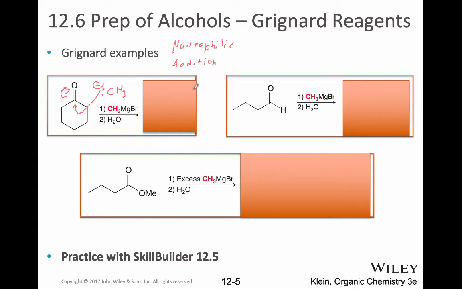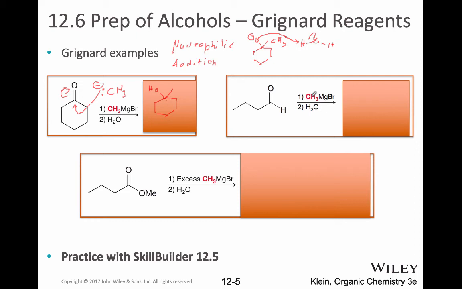So I'll go ahead and draw up here kind of what that intermediate looks like. You have the O minus. You have your methyl group that you added. That's the end of the first step. The second step is the water to protonate the alcohol here. Push the electrons up here to give you the alcohol as the final product, where you've made a new carbon-carbon bond here.